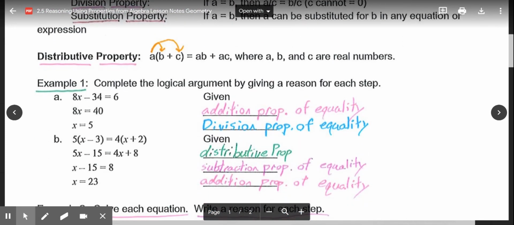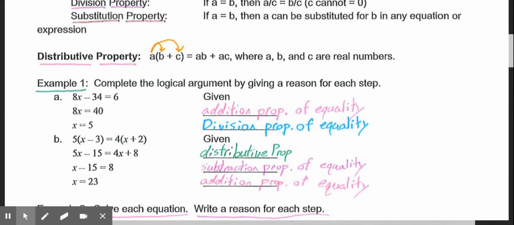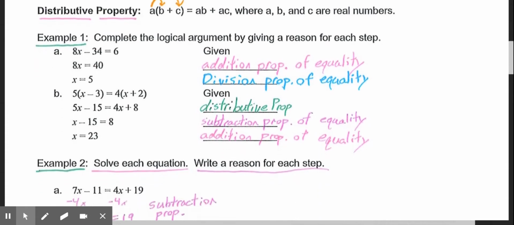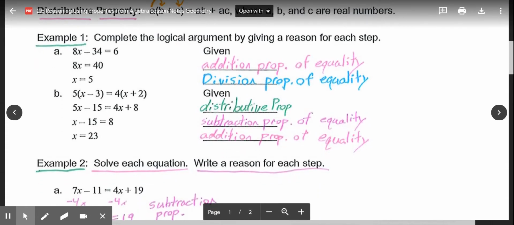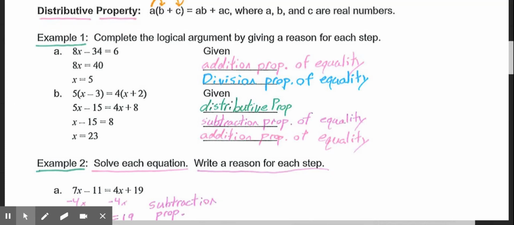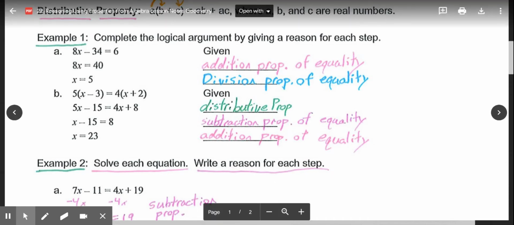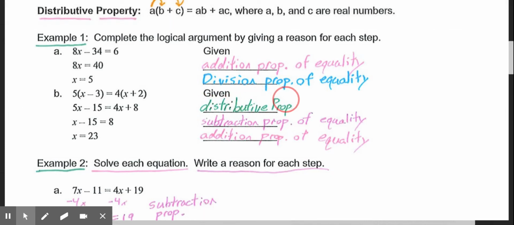Then 8x equals 40, and our next line is x equals 5. So what did they do from the second step to their final answer? They divided each side by 8, so that would be the division property of equality. In B, we have our given statement, 5 times the quantity x minus 3 equals 4 times the quantity x plus 2. Then, in between line 1 and 2, they distributed the 5 and the 4, so they used the distributive property.